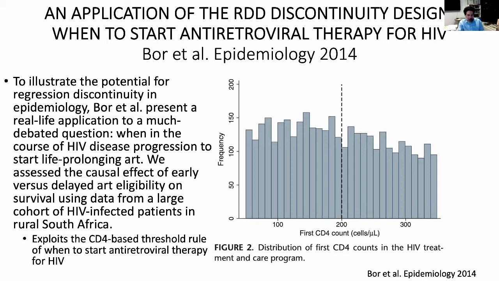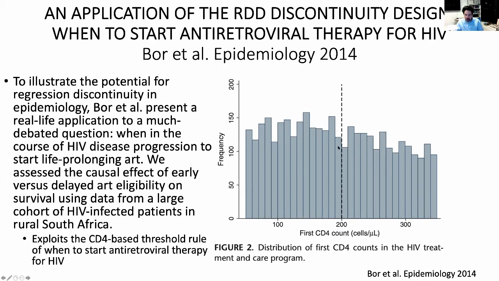But given that there were not going to be RCTs, they decided to exploit a continuous variable, the first CD4 count for patients, to assess the causal effect of early versus delayed ART eligibility on survival. So would earlier treatment improve survival in a cohort of patients infected with HIV in South Africa? One of the first descriptive analyses they did was to look at the distribution of the first CD4 count. At the time, the 200 threshold was in effect in South Africa.